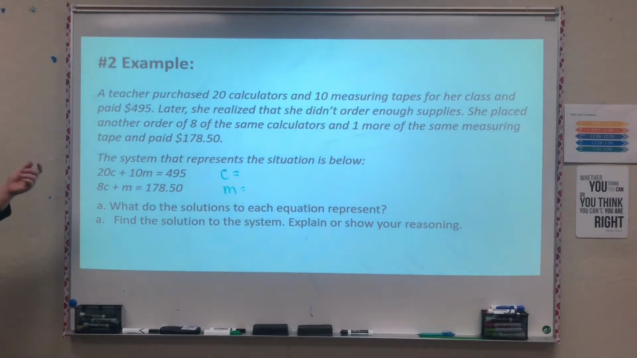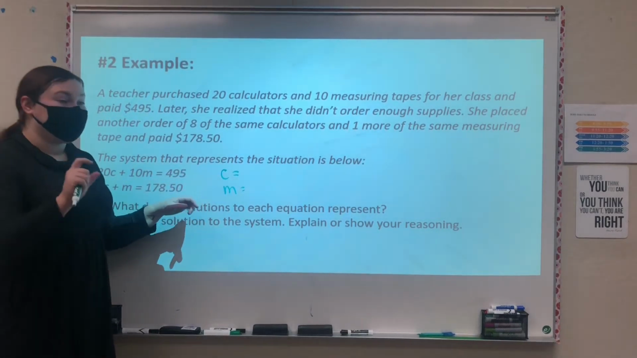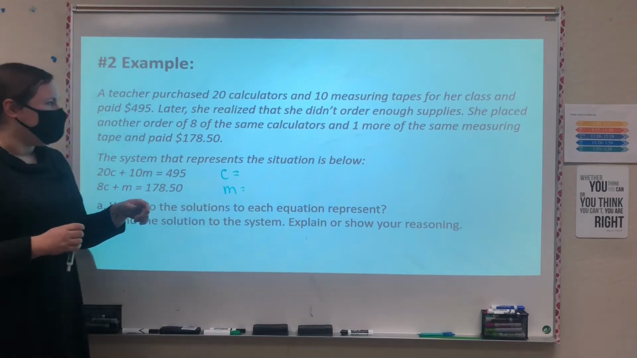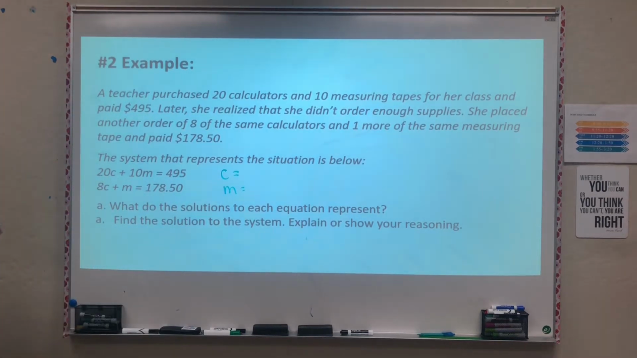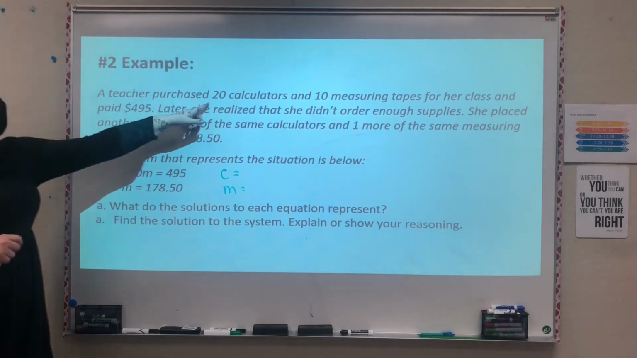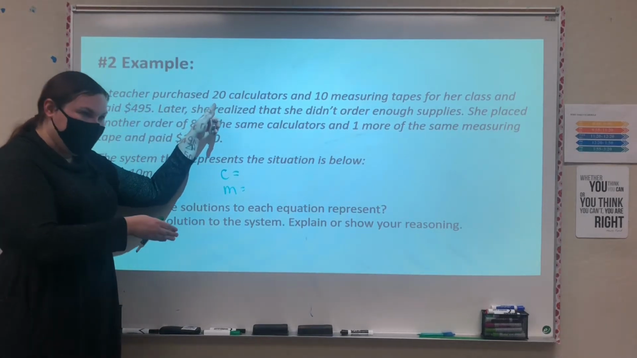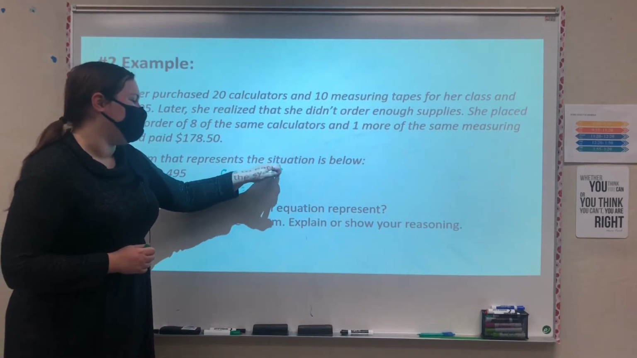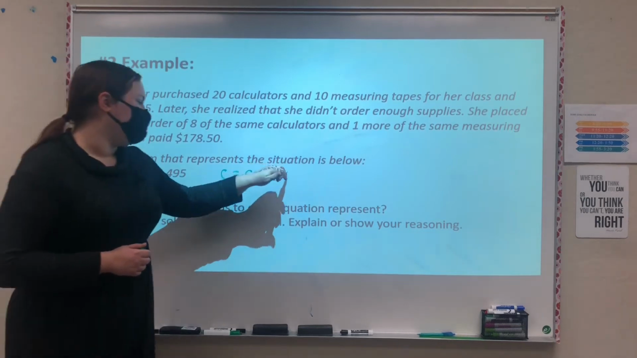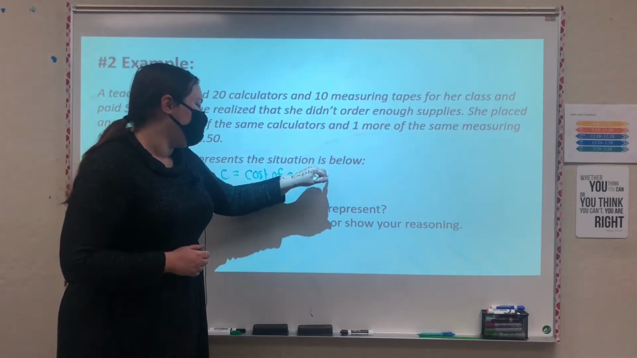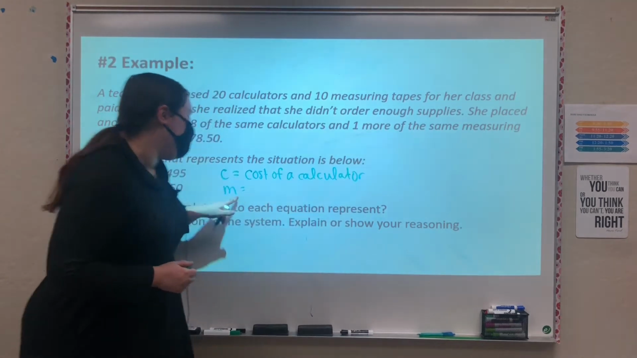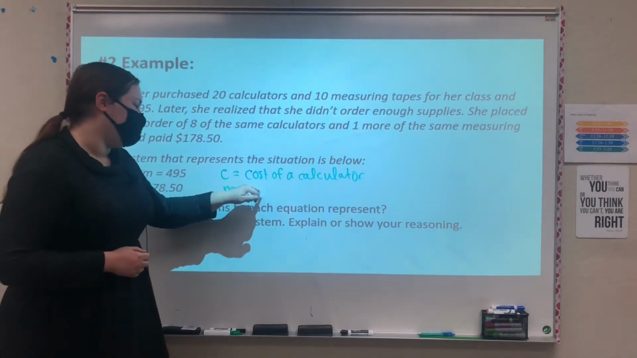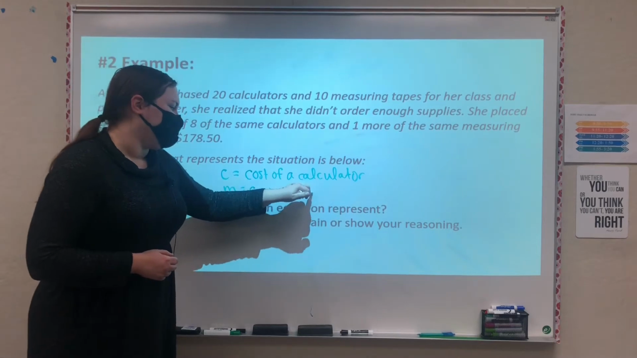Which is what everyone always wants to say, right? Remember, your variables represent a number we don't know. The amount. No. How many, or how much they cost. There you go. We know how many they're buying, so you would multiply how many they're buying by the cost. So we could say C is the cost of calculators. Yep, the cost of a calculator. And then M would be the cost of measuring tapes. The cost of a measuring tape.